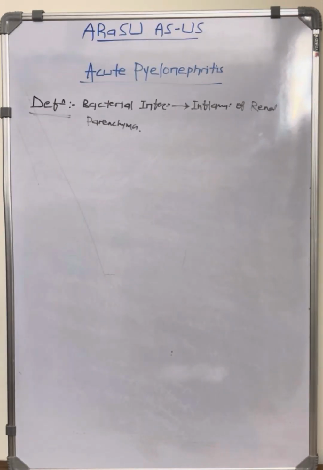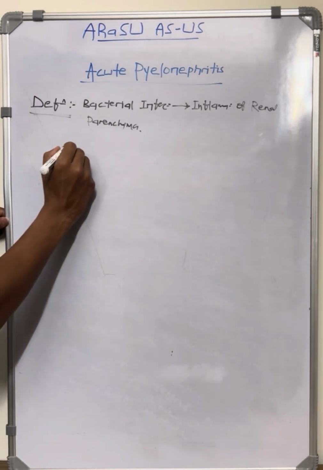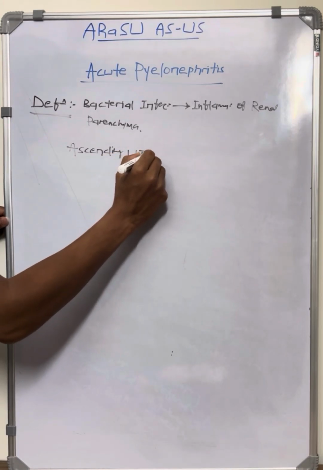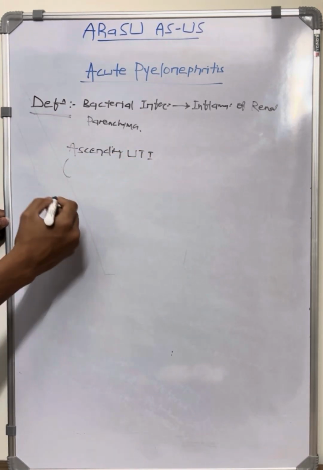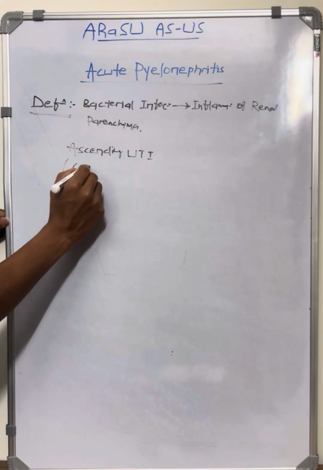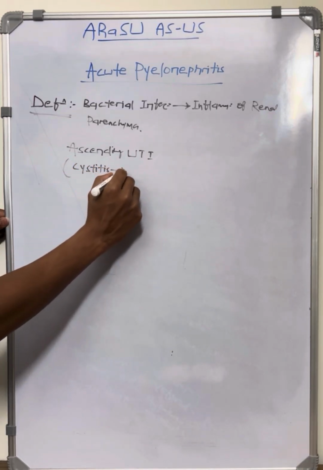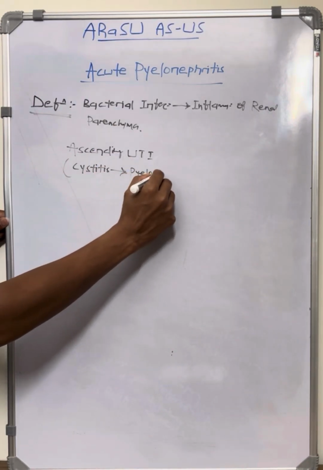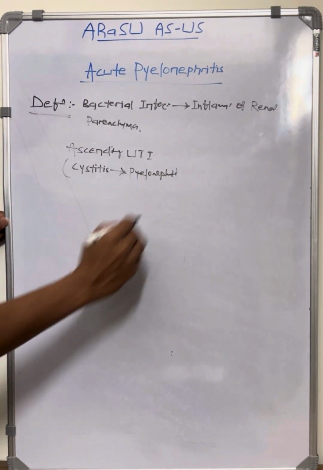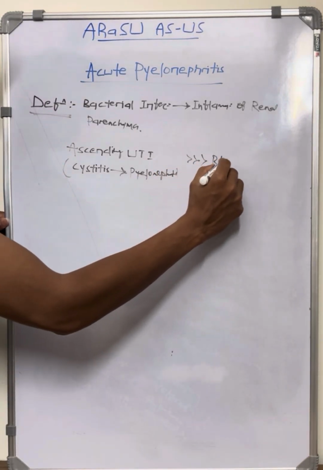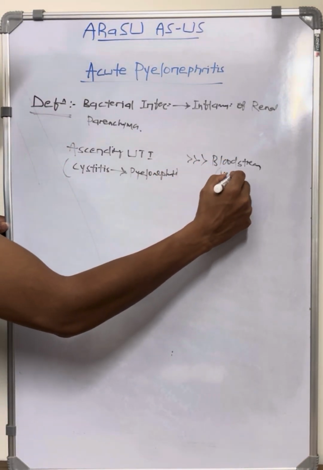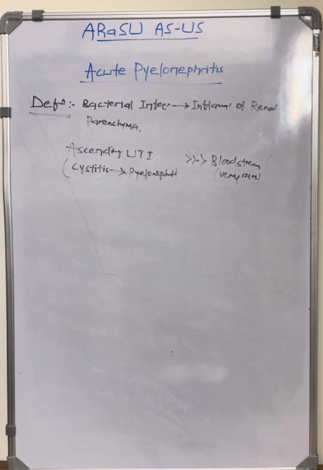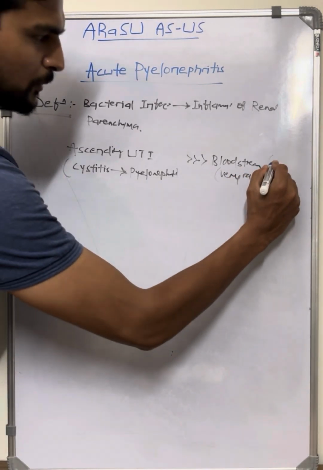And the majority of the times it will be an ascending urinary tract infection. That is, often it will start in the lower urinary tract. Commonly cystitis will later lead to parenchymal involvement. So pyelonephritis is very common, but bloodstream infection is very rare. This is especially seen in immunocompromised individuals.